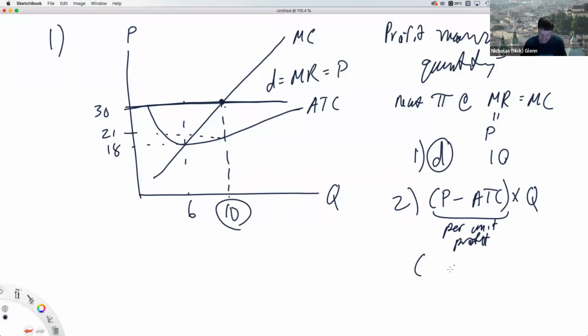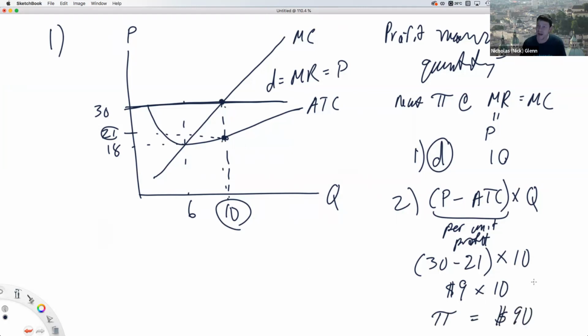All right, so the price that we have is 30. The average total cost, when they're producing 10, right here, is 21. And the quantity that's produced is 10. So $9 times 10. For each unit that's sold here, they're making a profit of $9. That's the revenue they're generating on each unit that's above their cost per unit, which is the average total cost. And so the total profit is $90. Okay, so that's A. All right, so we've got one more with this one.